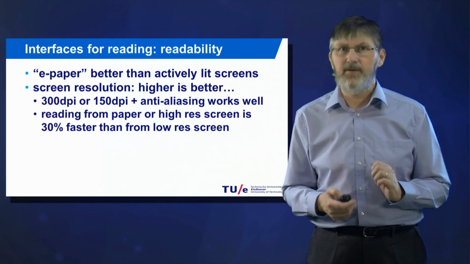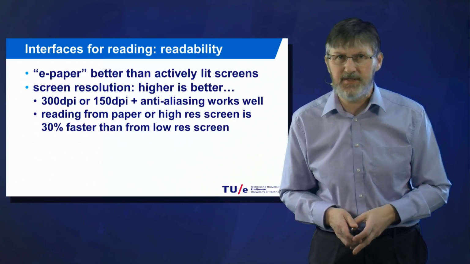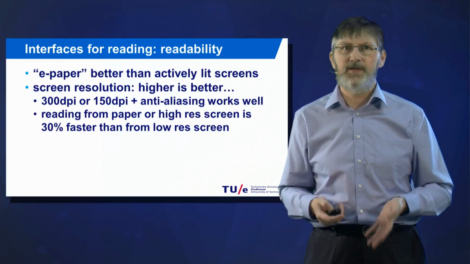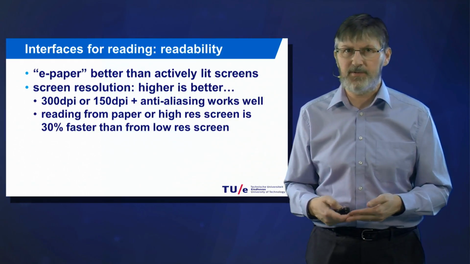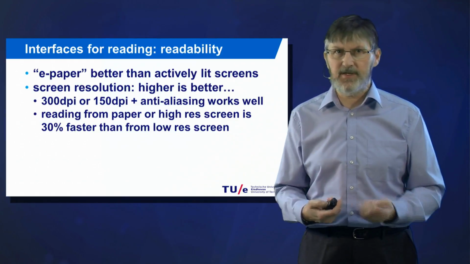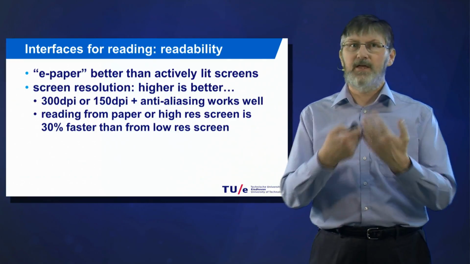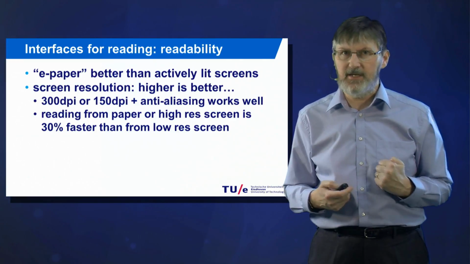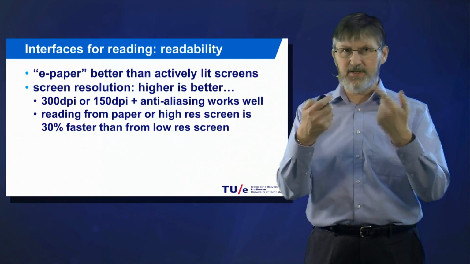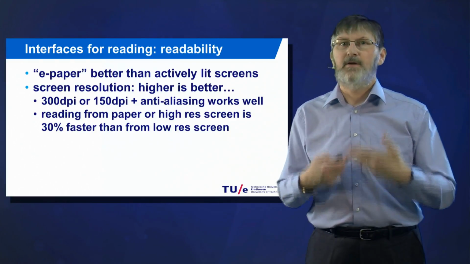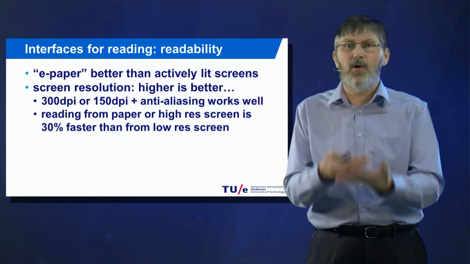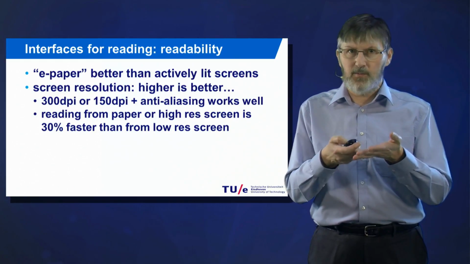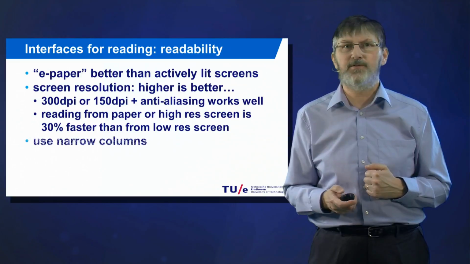Reading from paper or such a high resolution screen has been measured to be 30% faster than from a low resolution screen. So not only is it important to have a passive screen like e-paper, the resolution is also important. You have, without your knowledge, cognitive overhead in reading from a low resolution screen.